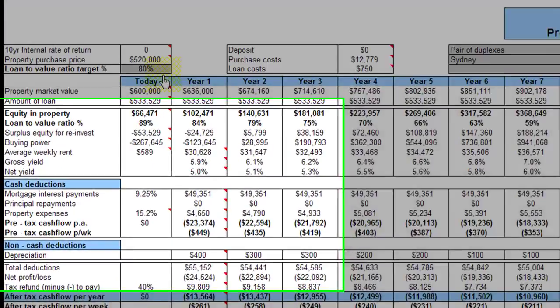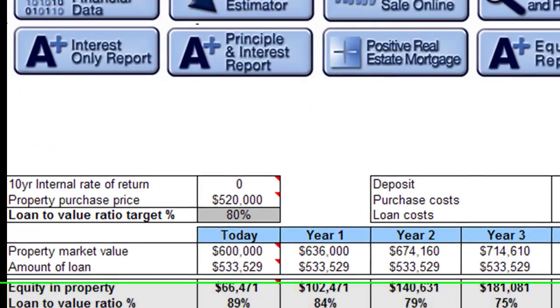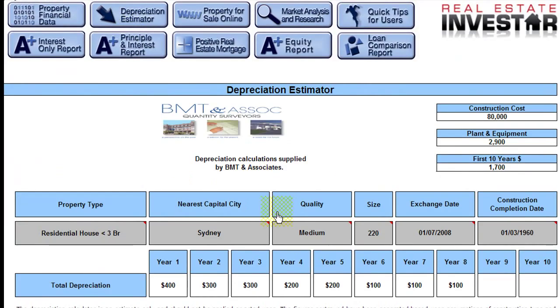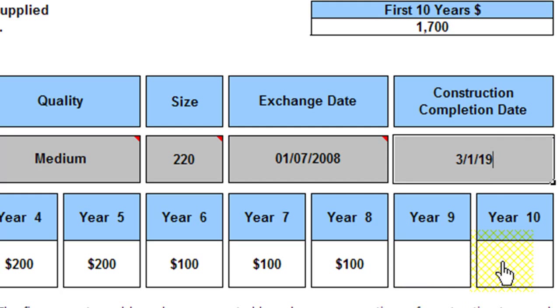Let's go back to the interest only report, and we can see that after tax our position has improved from minus $16,000 a year to minus $13,500 a year. Still not that exciting. So let's look at the impact of the age of the property. Remember, this example was constructed in 1960. When I spoke to this investor and asked whether there were any pairs of duplexes around at that time that were more recently constructed, he said, yeah, of course. There was another pair I was looking at, similar price, constructed in 2006.